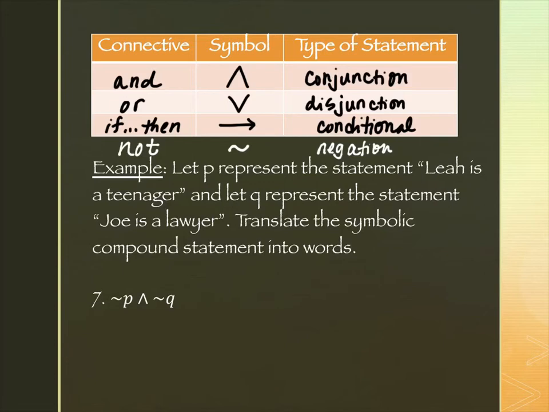So it tells us that we're going to write this compound statement in words. And you see some tildes, right? Those are going to have the words not in them. You see the individual statements, and you see the connective between. That's a conjunction. So we're going to just go from left to right, just like we would read the statement in English. So this tilde is going to mean the word not. We've got a tilde and the P is the statement Leah is a teenager. So what's the negation of Leah is a teenager? Leah is not a teenager.